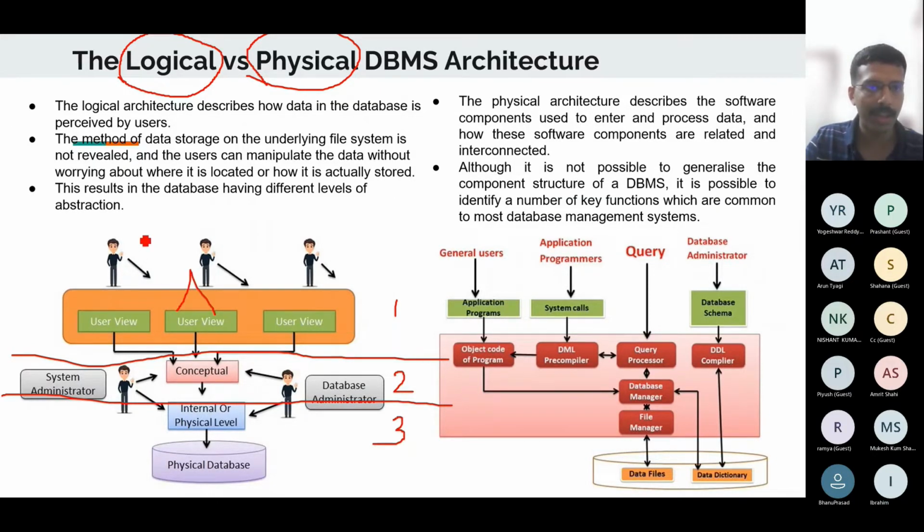Like I told, one for students, one for teachers, one for maybe university officials. So things like that, I need to have different views for each user. So that is at the top level of the logical architecture. Then the second level is what we call the conceptual level.